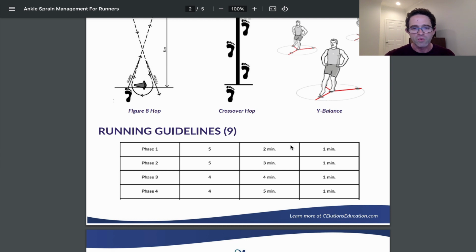So again, the running guidelines can be really important when it's walking you through the different phases. And I notice that this is really effective for patients because they know exactly how much running they're supposed to do on each day. So for phase 1, you do 5 sets of 2 minutes of running and 1 minute of walking. And then in phase 2, we do 5 sets of 3 minutes of running, 1 minute of walking.